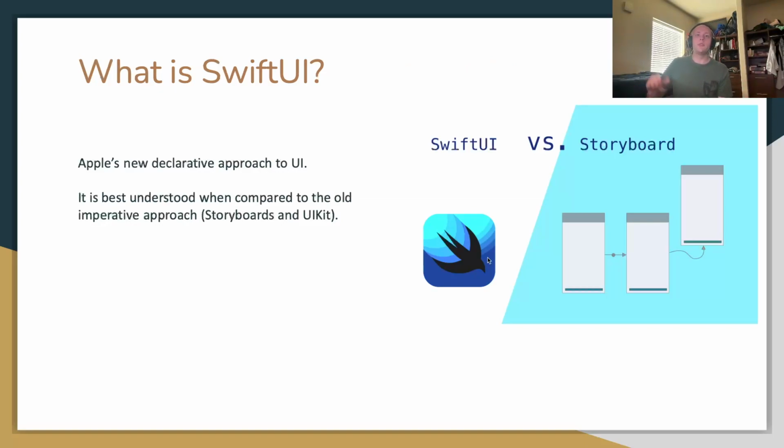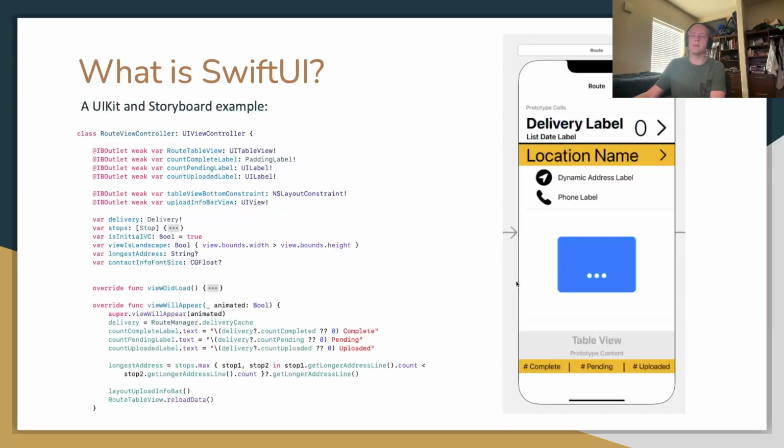It's Apple's new declarative approach to UI design, and it's really best understood when we compare it to what was, which was an imperative approach using storyboards and UIKit. So we have storyboards here on the right, and UIKit on the left. In storyboards, we would drag and drop UI elements onto this view, and then we would connect them to our code using these IB outlets. IB outlets, as you can see, are kind of a mouthful. They're a lot to read, and they're a little confusing.